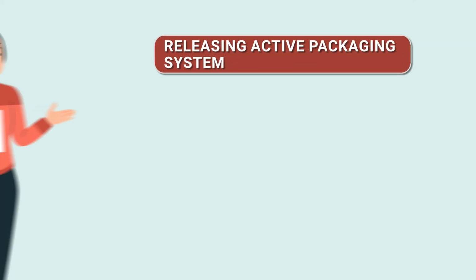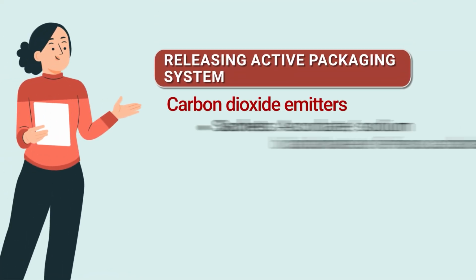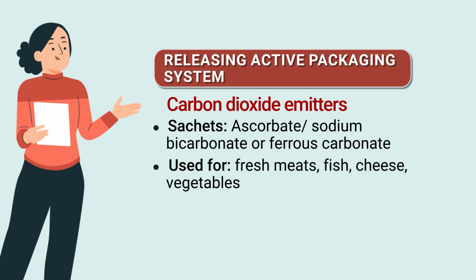Now we will see the second category of active packaging system, that is releasing active packaging system. Here the packaging system will release or emit some kind of desirable product. For example, carbon dioxide emitters. We know that carbon dioxide can prevent fungal growth in the product or some microbial growth. So we can use carbon dioxide emitters in the form of sachets, and we can use chemicals like ascorbates, sodium bicarbonate or ferrous carbonate for products like fresh meats, fish, cheese, vegetables, etc.